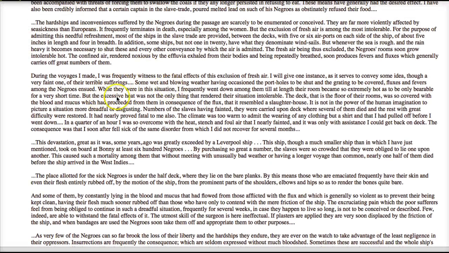Falconbridge said, "But the excessive heat was not the only thing that rendered their situation intolerable. The deck, that is the floor of their rooms, was so covered with the blood and mucus which had proceeded from them in consequence of the flux, that it resembled a slaughterhouse. It is not in the power of the human imagination to picture a situation more dreadful or disgusting. A number of the slaves having fainted, they were carried upon deck, where several of them died, and the rest with great difficulty were restored. It had nearly proved fatal to me also. The climate was so warm as not to admit the wearing of any clothing but a shirt, that I had pulled off before I went down."